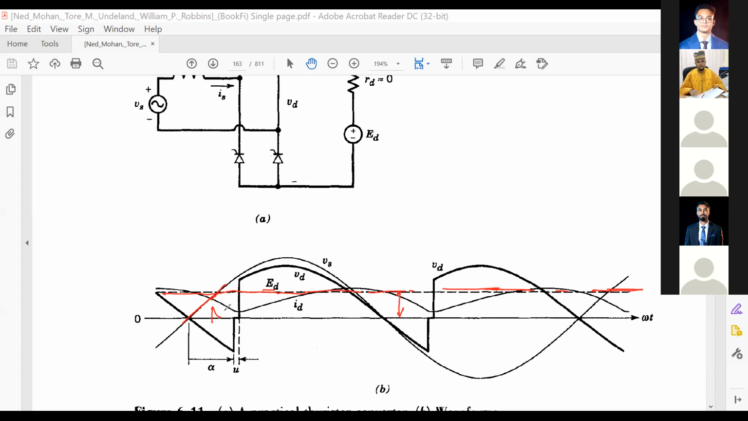Hello. Yes, sir. Hello. Why? It will not be forward biased, sir. Yes. The ED will make the thyristor reverse biased. So the operating point should be from here to here.